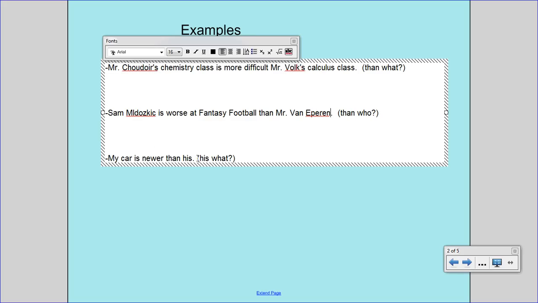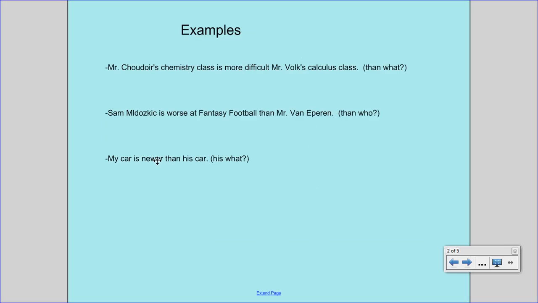And lastly, my car is newer than his. Than his what? Now this is a more common example of where we see mistakes made because you think it's obvious that it's his car. However, because you're talking about a different subject, it's not. You need to add the car. Then his car, then his house. It could be anything. Okay, so we need to make sure we complete the comparison.